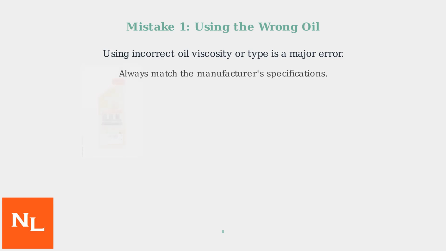Using the wrong oil viscosity or type is one of the most common mistakes in oil changes. Engine oil comes in different viscosities, like 5/30, and types such as conventional, synthetic, or blends. Always check your vehicle's owner's manual or manufacturer's specifications to ensure you use the correct oil. Using the wrong type can lead to serious engine problems.